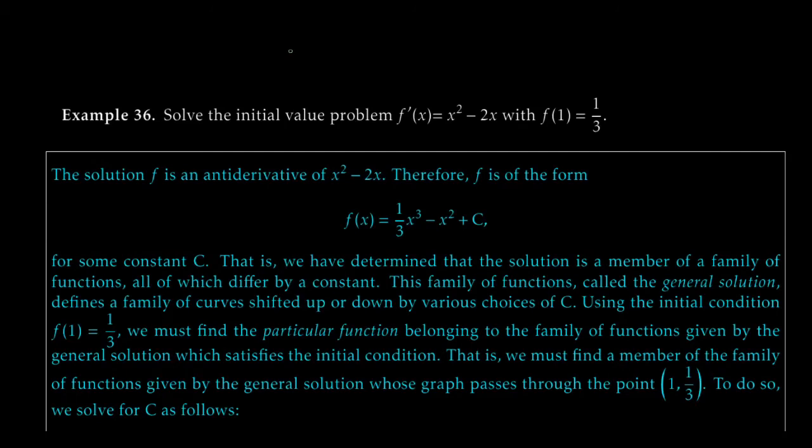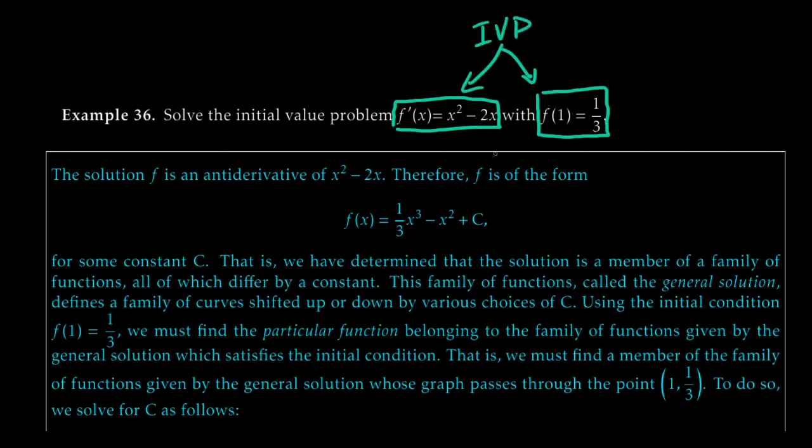Okay, so let's try out our first initial value problem. Let's solve a differential equation and then use a little bit of extra data to figure out which one of the infinite number of solutions is the one we really need. So let's try it out. Let's solve the initial value problem f prime of x is equal to x squared minus 2x with the extra piece of data, which is what makes it an initial value problem: f of 1 is 1/3. So two pieces of data, these two things together specify the initial value problem we're going to solve.